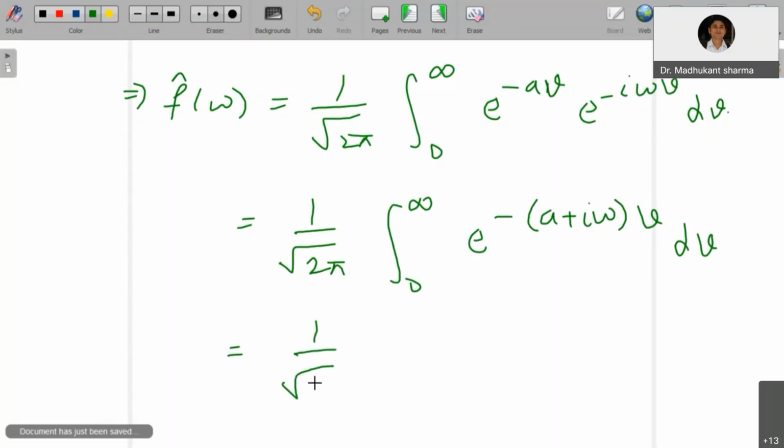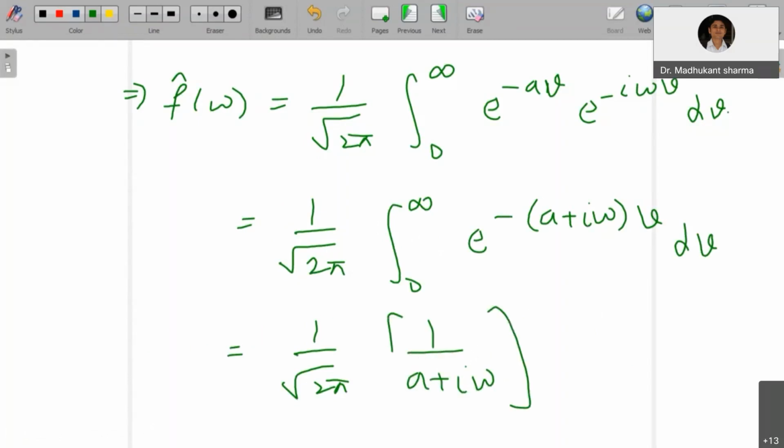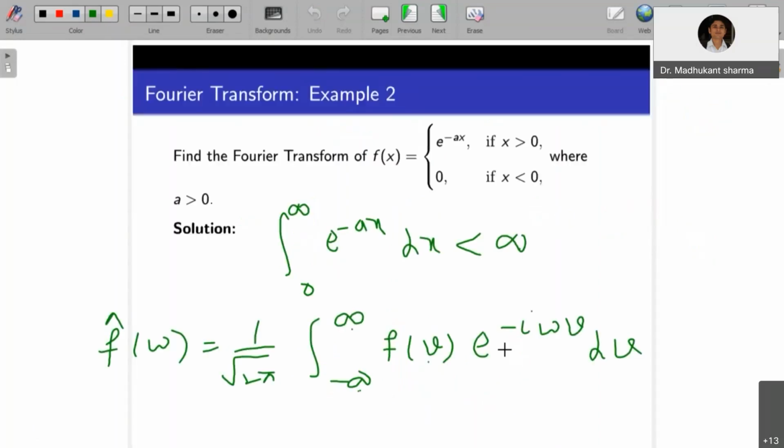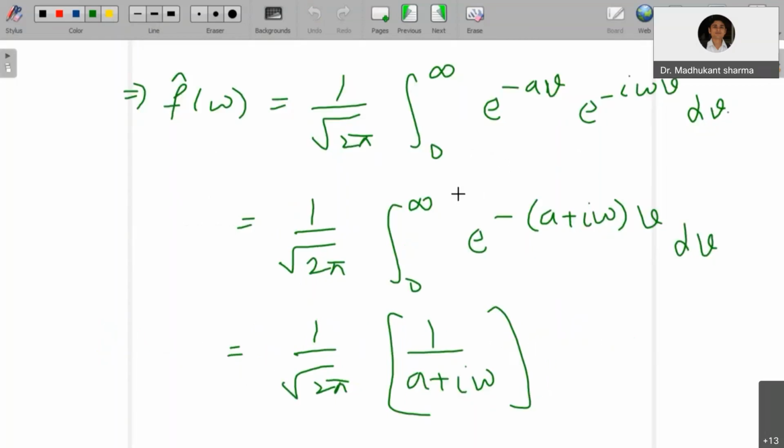And I'm leaving this as an exercise to you. It's very simple. It's going to be 1 upon a plus iw. If you can relate it with the Laplace transform, that's up to you. So this integral value is going to be 1 upon a plus iw. So this is the Fourier transform of e to the power minus ax, whenever f is defined like this: for x greater than 0, it is this value, and for x less than 0, it is 0.